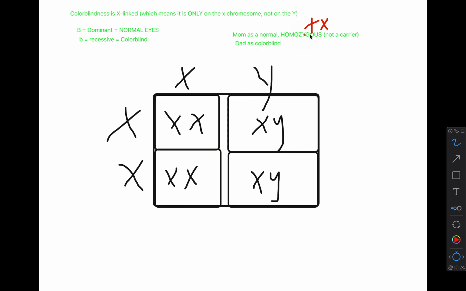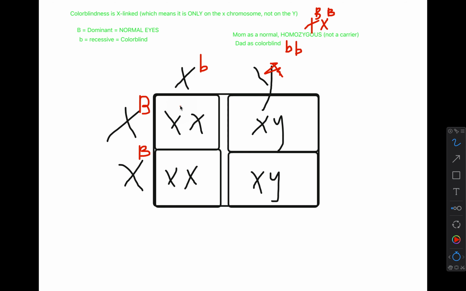Okay, so mom is normal, so she's capital B, capital B. So let's put those in. Sorry, I was using the wrong letter for my allele. And dad is colorblind, right? So dad is gonna be lowercase b. Lowercase b, but since Y there's nothing there, right? We're only putting one lowercase b here because it doesn't exist on this Y chromosome. And then we fill things in.